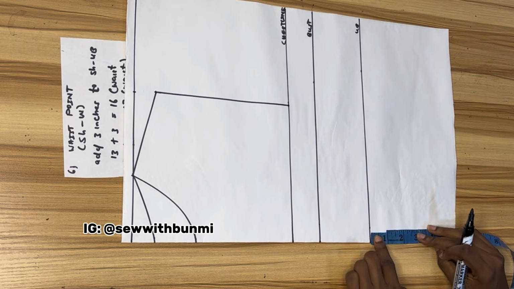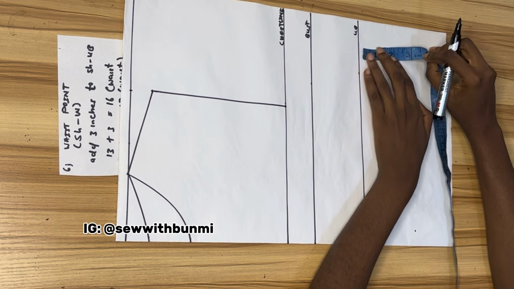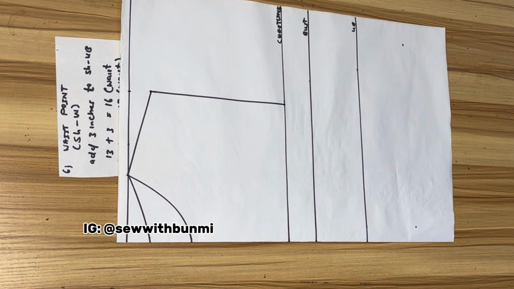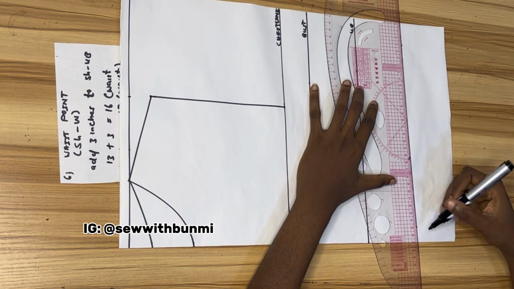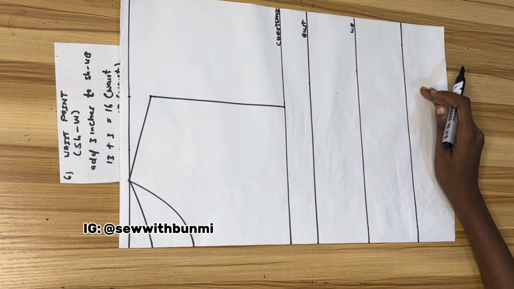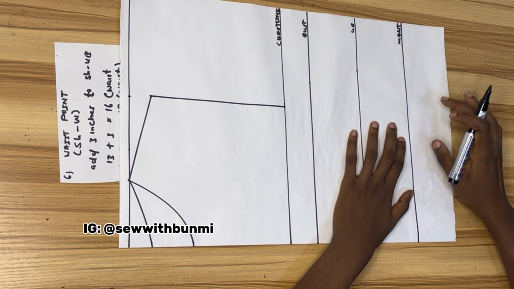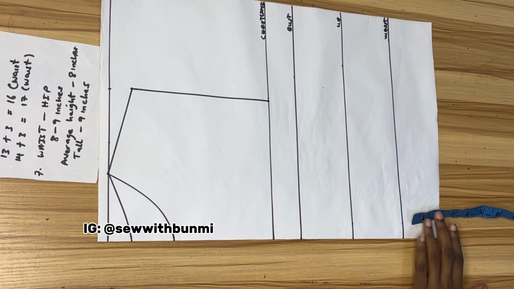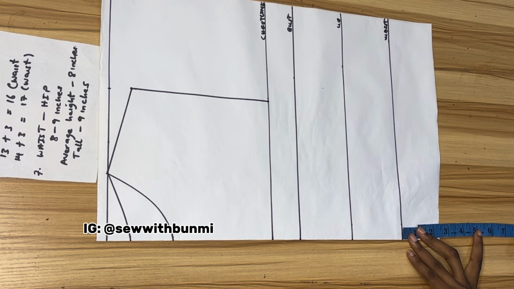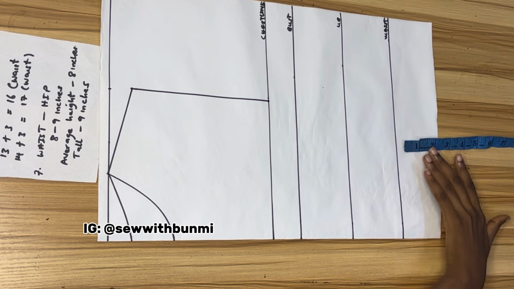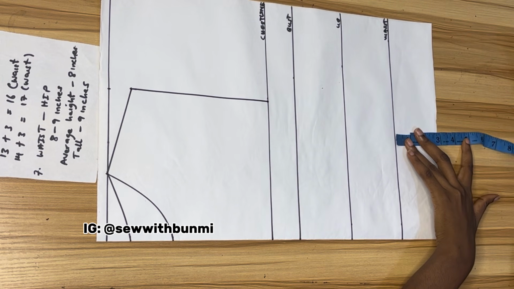So from my underbust, I'll go ahead to measure 3 inches so that I can have my waist point. All right, I'll go on to join the points together and then label it. Alright, so to input our waist to hip, from my waistline, I'll go ahead to mark 9 inches because I'm tall. This pattern paper is not enough, so I'm just demonstrating, okay? So from my waist, I'll go ahead to take my 9 inches so that I can have my hip point.